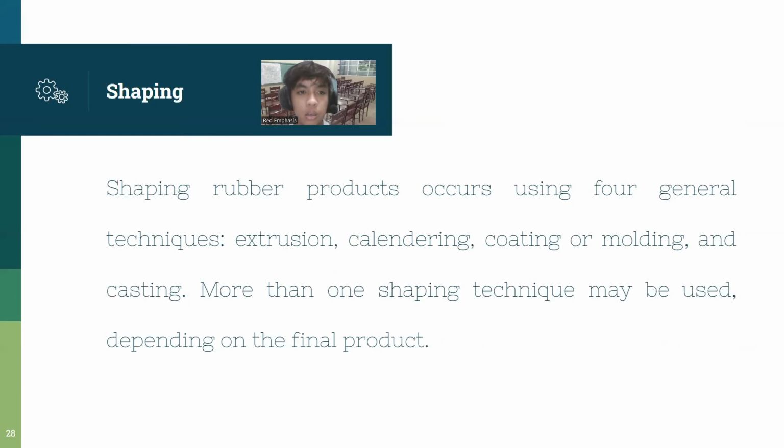Shaping. Shaping rubber products occurs using four general techniques: extrusion, calendering, coating, and molding and casting. Those selected techniques will be discussed in the later parts. More than one shaping technique may be used depending on the final product.